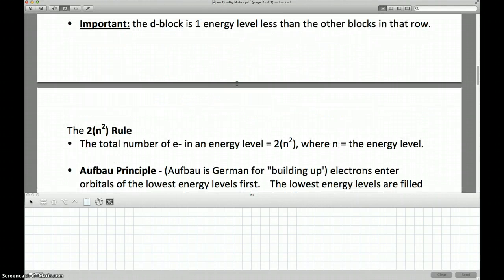The 2n² rule: if I ever ask you, okay, third energy level, how many electrons can it hold total? Well, you'd put 3 in for n, so 3 squared, 3 times 3 is 9, 9 times 2 is 18. So the third energy level can hold 18. Did I just say 19? Well, let's start that over. If we have the third energy level, I put n in for the energy level, so 3.